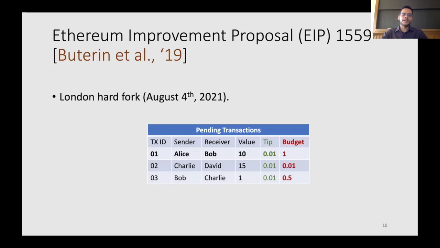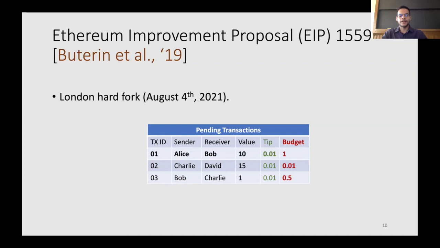So EIP 1559 is very similar to this concept. It actually went live on August 14th. The only difference is that EIP 1559 also allows users to report a tip in addition to their budget. And the hope is that if the mechanism is able to converge to a posted price that's above the market clearing price, then bidders would offer a tip that's negligible compared to how much they are going to pay. But for this talk, I'm just going to assume there are no tips. I'm only going to consider the dynamics of the budget.